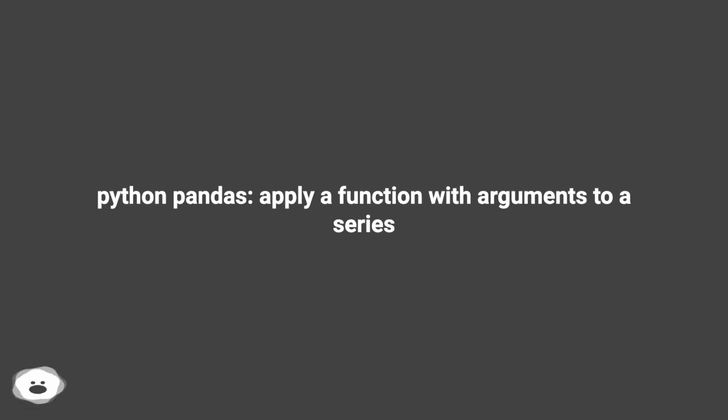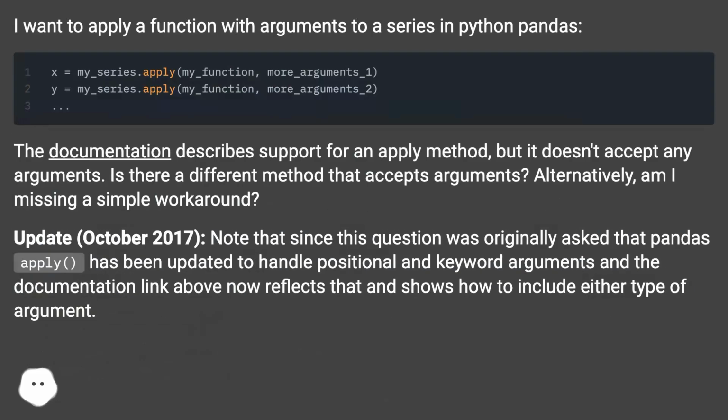Python Pandas, apply a function with arguments to a series. I want to apply a function with arguments to a series in Python Pandas. The documentation describes support for an apply method, but it doesn't accept any arguments. Is there a different method that accepts arguments? Alternatively, am I missing a simple workaround?